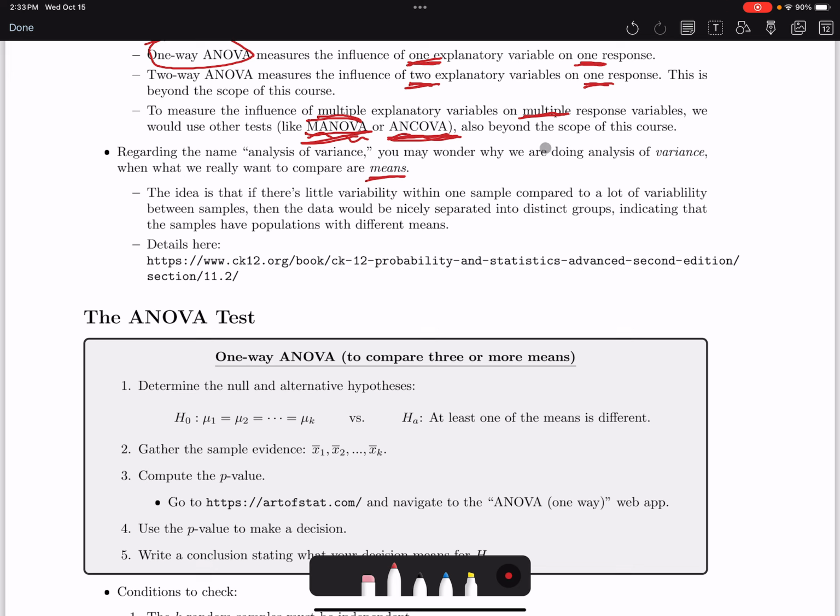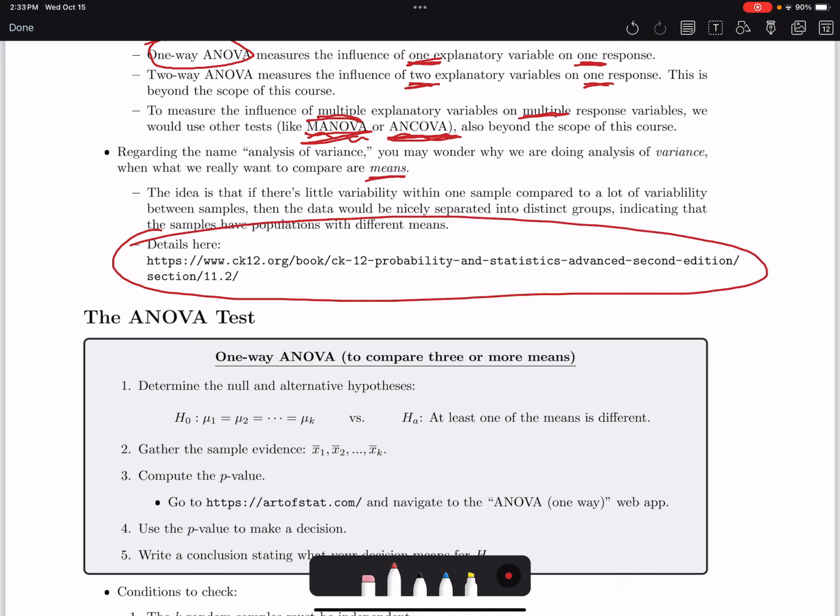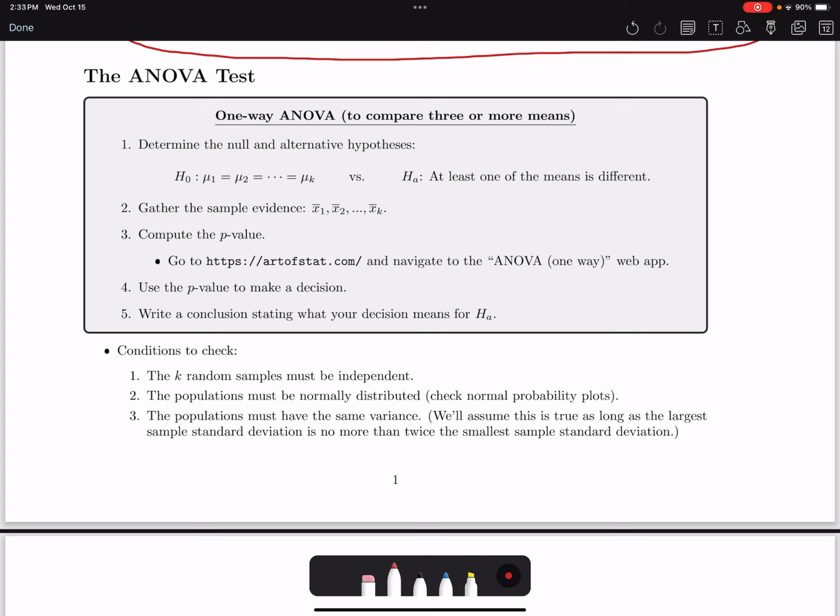The details of that can be found here. So if you're interested, you can look at it. But without further ado, let's just get into it, okay? So here are the steps for running the ANOVA test. This is, again, a test for comparing three or more means. In Art of Stat, to get the p-value, we're going to use the ANOVA one-way app. And then everything else is the same.